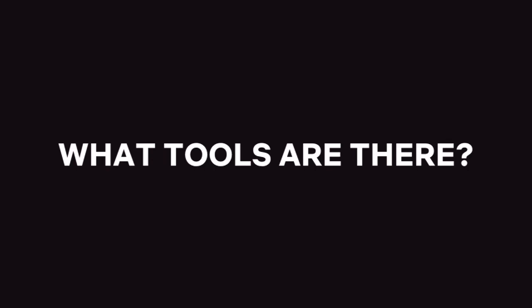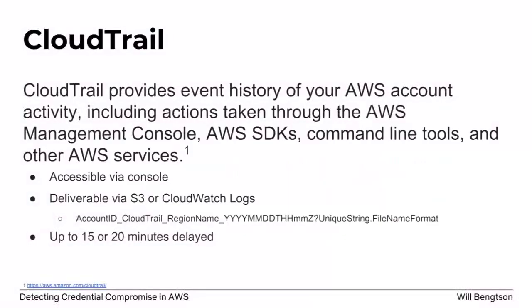What tools are there? I'm sure there's a mixture of tools that you can use, but the main tool we're going to use today is actually provided by AWS, and that's CloudTrail. For those that aren't familiar with CloudTrail, it's an audit event history of API calls in your environment. So anytime you're in the console, using the SDKs, the command line, or any other way that you're calling API functions, you get a log.